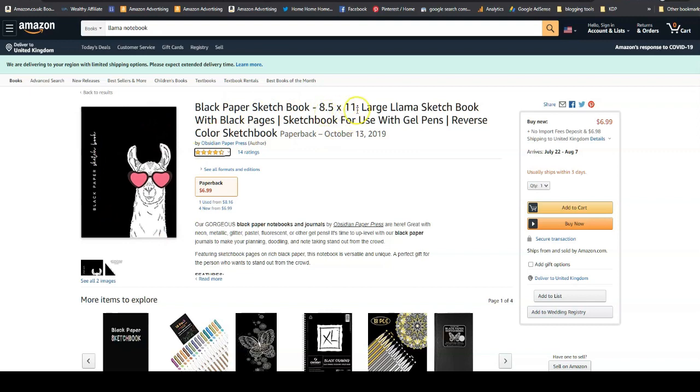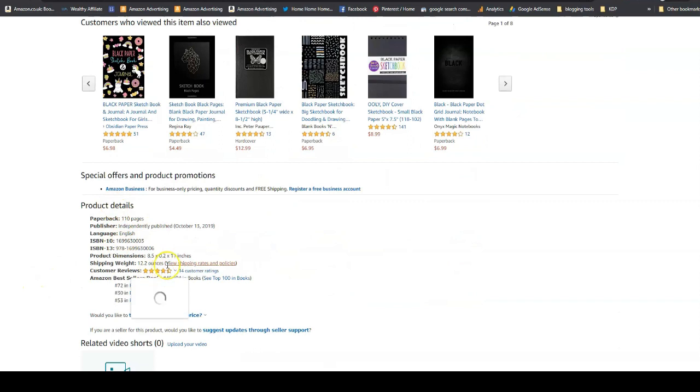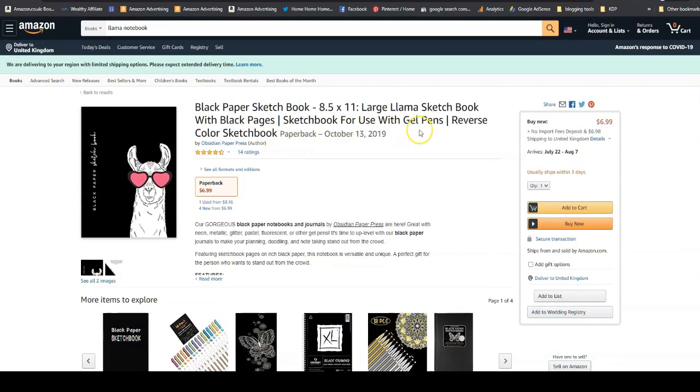But then they put the size in, and I think I read in the Amazon guidelines that you are not supposed to put that in the subtitle. It's irrelevant because that comes up in your product details. The product details already include how many pages, the sizes, so you don't really need to put that there. Then they have large Llama sketchbook with black pages. That's great because it explains exactly what this notebook is. Sketchbook for use with gel pens. Very good idea to put that right in the title because sometimes people don't realize what they're buying.